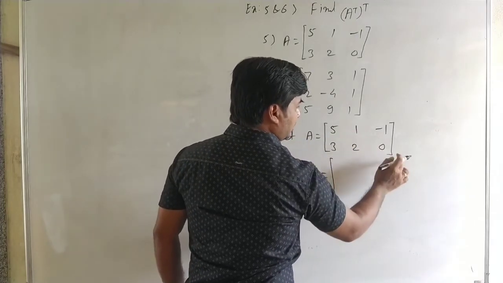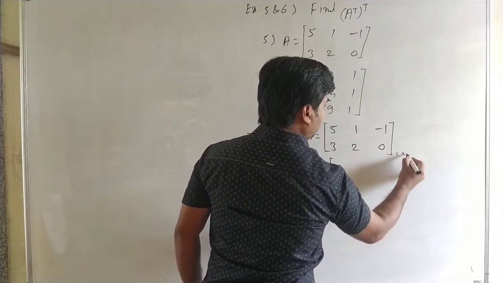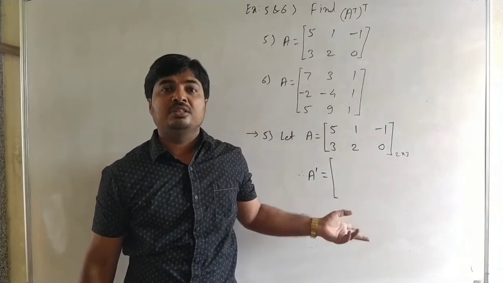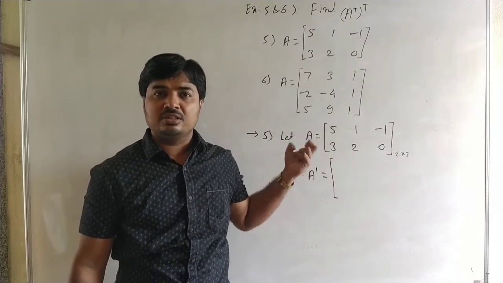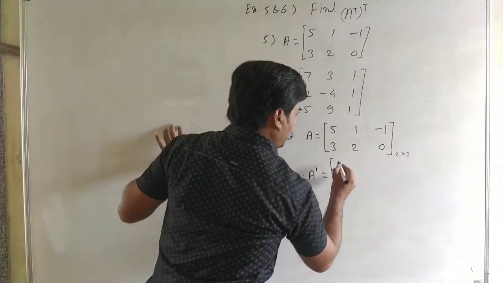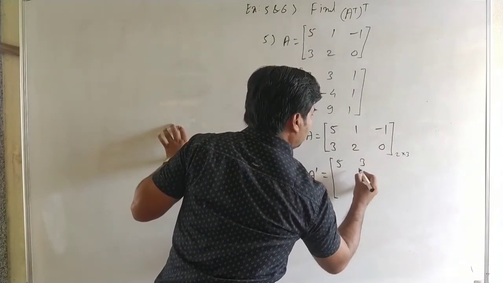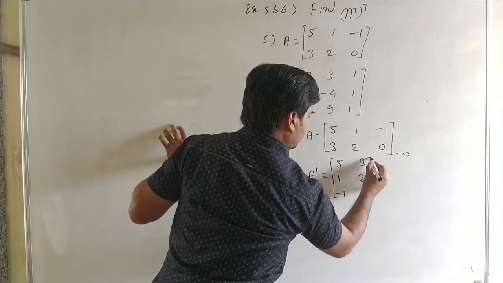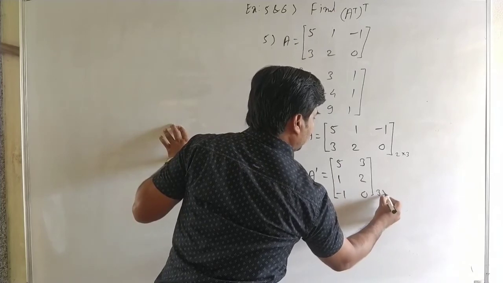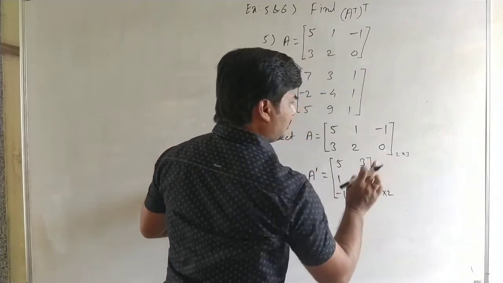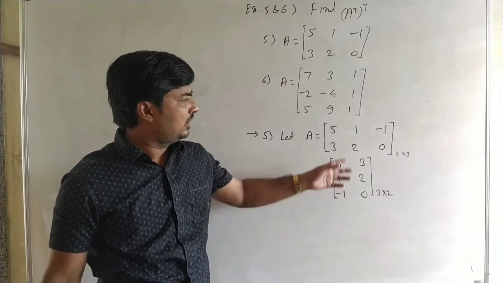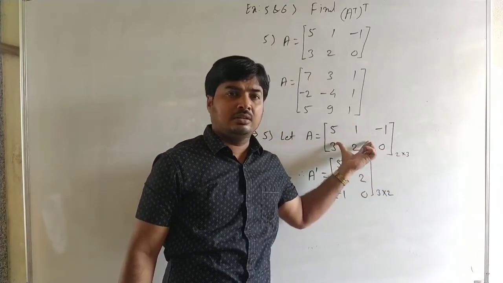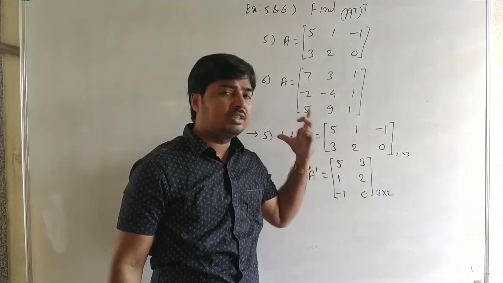The order of this matrix is 2 by 3, and the order of the transpose matrix is 3 by 2 because we interchange the row and column. Therefore here it is 5, 3, 1, 2 and minus 1, 0. Here the order is 3 by 2. It is not necessary to write the order of this matrix, it is just for the explanation. It is 2 by 3 and it is 3 by 2.